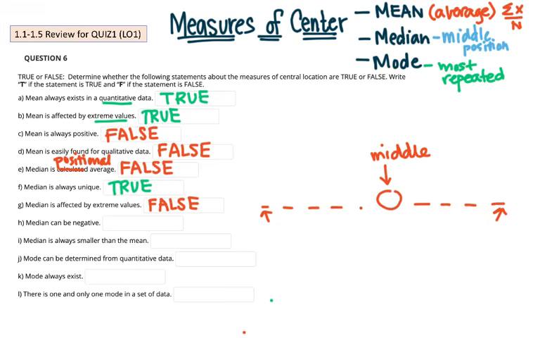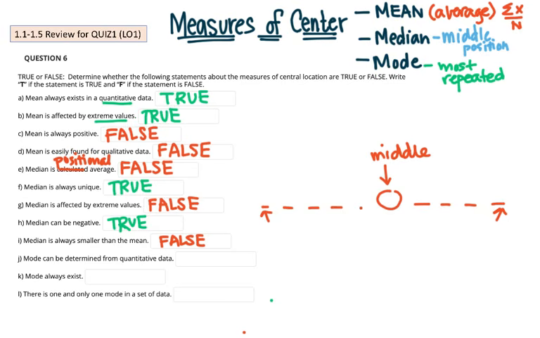The median can be negative. That's true. Again, if you have negative data like temperatures in Alaska, the middle one will also be negative. The median is always smaller than the mean. That's false. There's no way to know. It just depends on the data, which is bigger, mean or median.